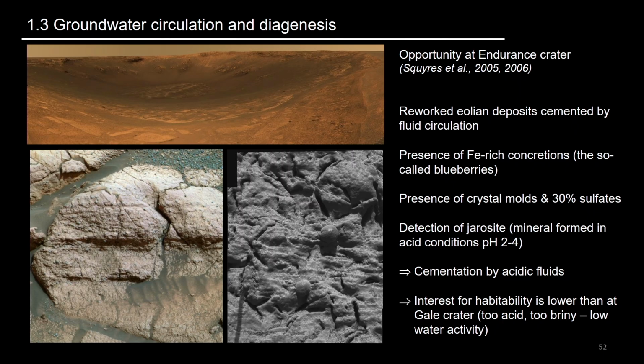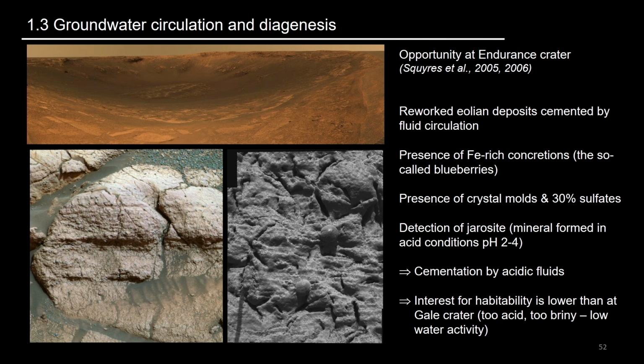And so there has been not just one phase of diagenesis, but probably several phases of diagenesis, explaining that some of the crystals formed and then were dissolved by later phases. And within this environment jarosite was also detected, which is a mineral which forms only in acidic conditions. So it's a very, very specific environment which has been found by Opportunity at Endurance Crater.